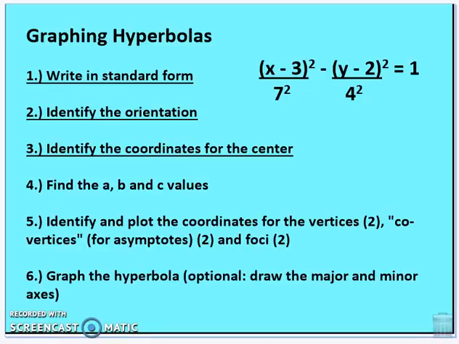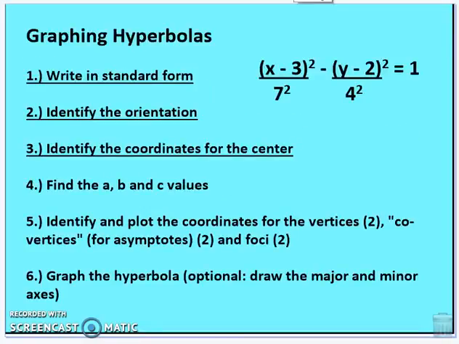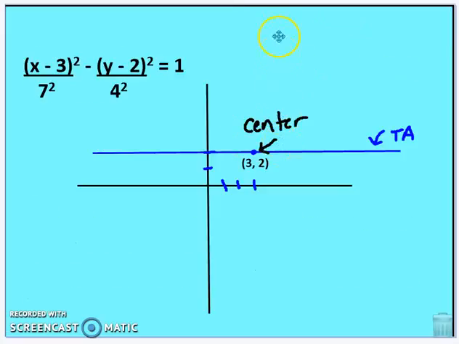All right, so now we're going to graph hyperbolas. I want you to graph this particular hyperbola, and I'm going to pause here, and then we're going to come back and go through the answer. All right, so the first thing we're going to do is write the equation in standard form, which it's already written. We're going to identify the orientation. We see that the positive term is the x squared value, so it's going to be a horizontal transverse axis. My a squared value is 7 squared. My center is 3, 2. So we're going to plot 3, 2 here.